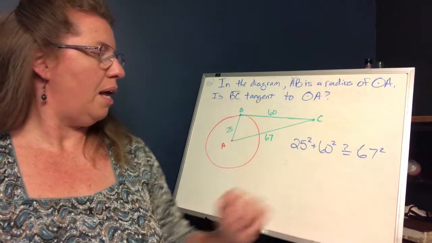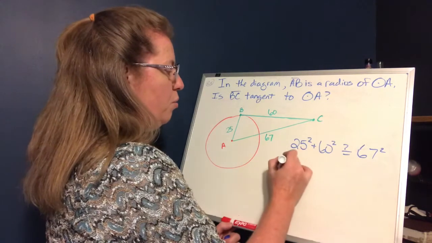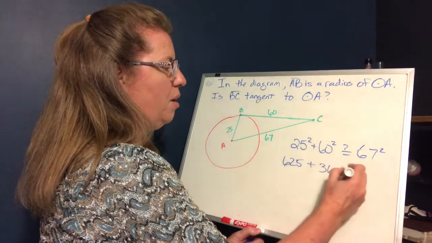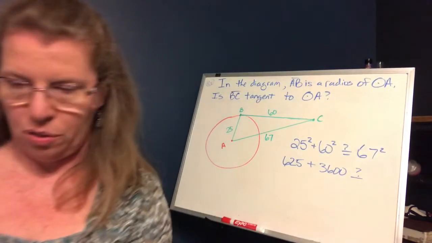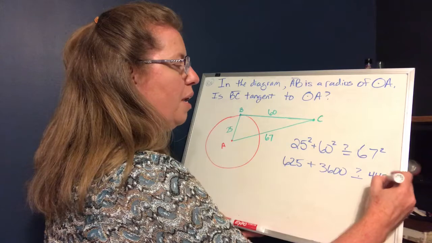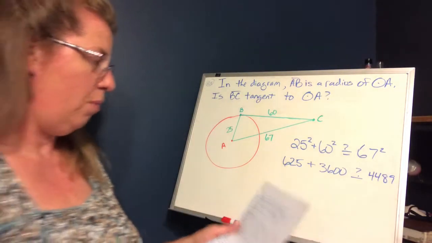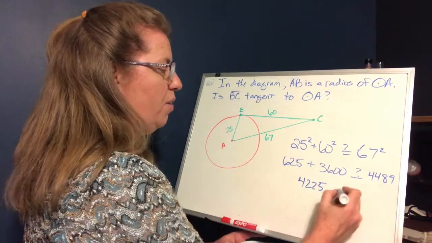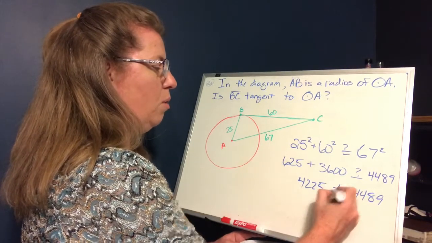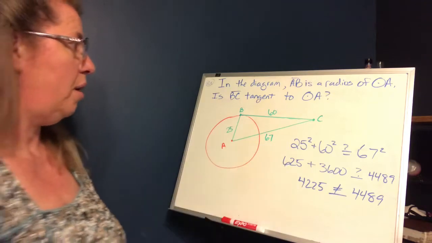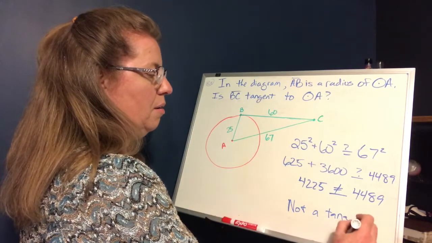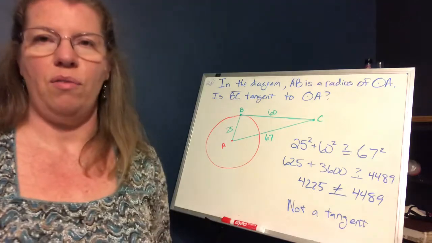So we're going to go ahead and work these out. We wind up with 25 squared, which is 625, plus 60 squared is 3,600. And this one's our little question mark. We need to work this one. Look this one up here. 67 squared was 4,489. When we add these together, we wind up with 4,225. Is that equal to 4,489? The answer is no, not equal. So therefore, this is not a right triangle, and BC is not a tangent. Okay, so right triangle, think Pythagorean theorem.